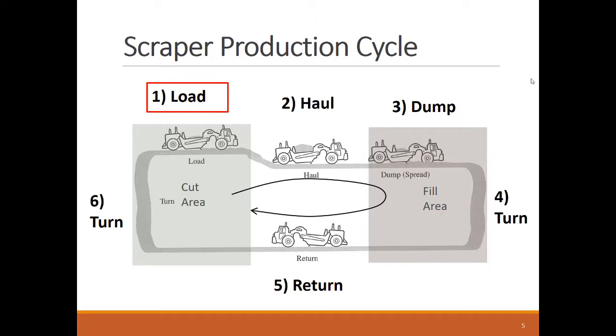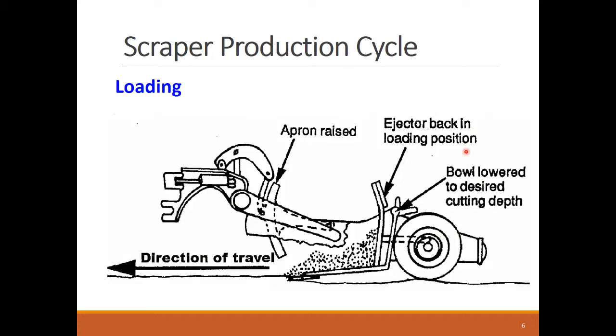As we have seen in the video, the scrapers follow the typical load, haul, dump, return earth moving cycle. We will add to these steps 2 more steps: turning at the cut, and turning at the fill area. So we can model the scraper operation as 6 total steps. Let's see how to estimate each of these steps.